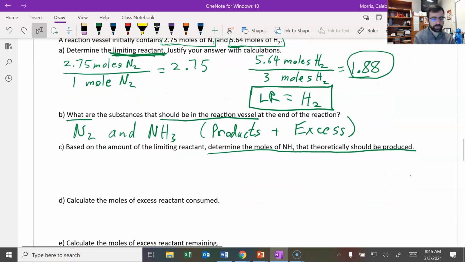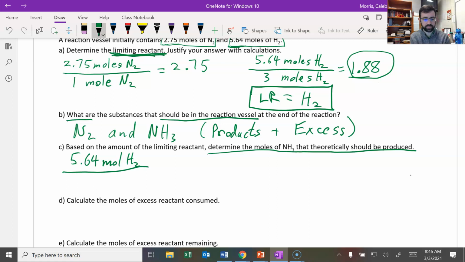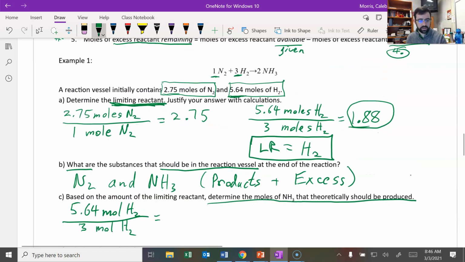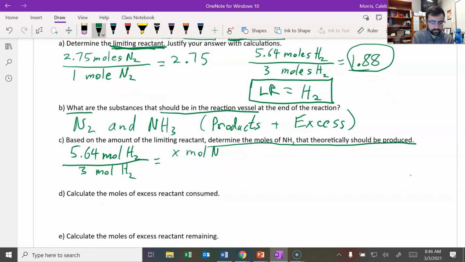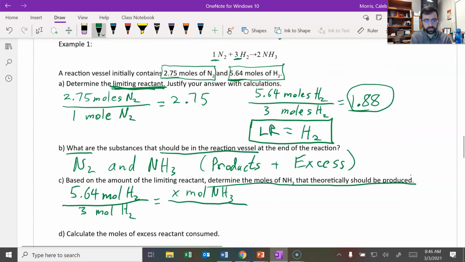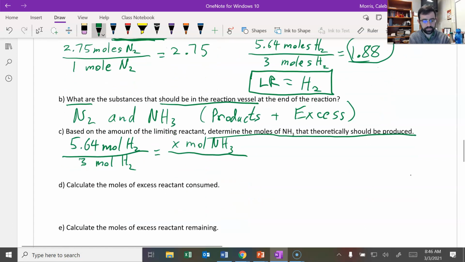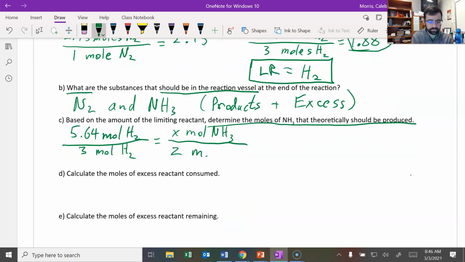5.64 moles of H2 over 3 moles of H2. And I'm just going to write mol. It only saves me 2 letters, but I'm going to go ahead and do that. Make it easier to write. And then I'm looking for moles of NH3. Well, that's my unknown. That's X, right? X moles of NH3 over, what's our coefficient for NH3? Well, that's 2. 2 moles of NH3.